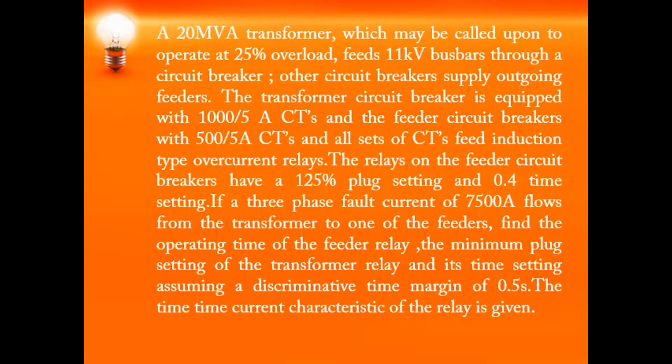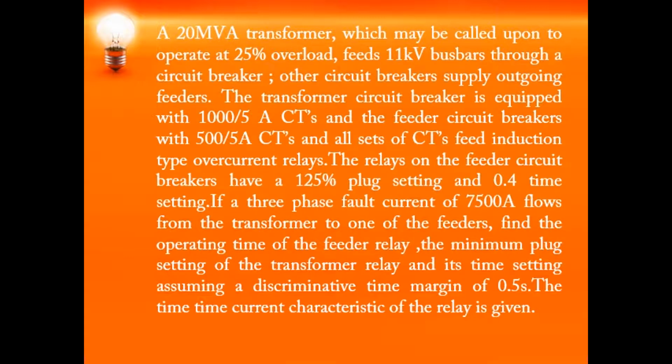The relay at the feeder end, that is the relay of the circuit breaker present at the feeder end, has a relay setting of 125%. That means for 125% of the rated current it is going to operate, and the time setting is 0.4. They have mentioned that if a three-phase fault occurs and the fault current is 7500 amps which flows from the transformer to one end of the feeder, we have to find the operating time of the relay at the feeder and the minimum plug setting at the transformer and also its time setting, assuming a discriminative time margin of 0.0 seconds.